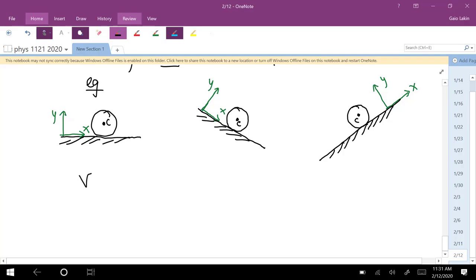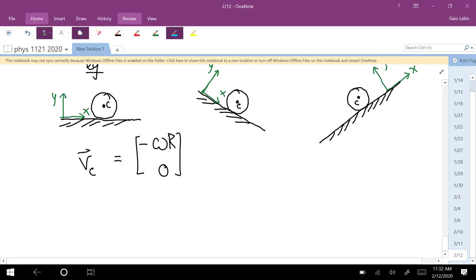Then the velocity of the center of the thing that's rolling is going to be negative omega times the radius of the thing that's rolling for the x component and 0 for y. And the acceleration of the center is going to be negative alpha r and then 0 for y.